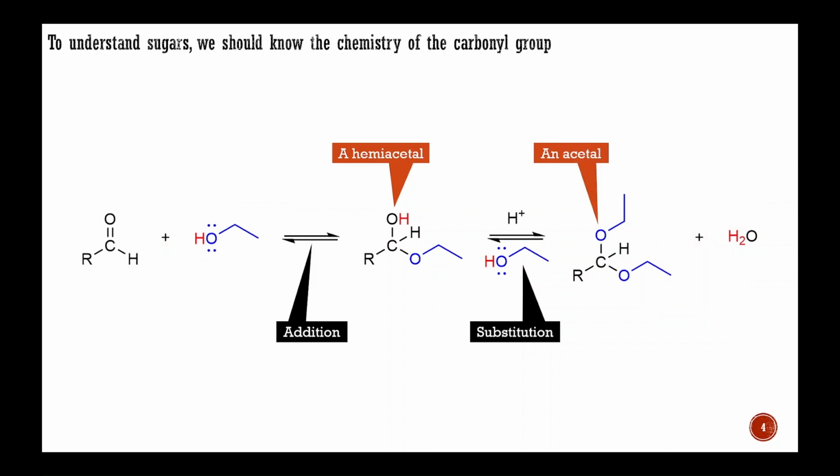Understanding the chemistry of sugars and their structure requires some basic knowledge of the chemistry of the carbonyl group, from which aldehydes and ketones are derived. Therefore, before moving forward in this lecture, it might be useful to review the lecture covering the key properties of the most common functional groups in organic molecules.